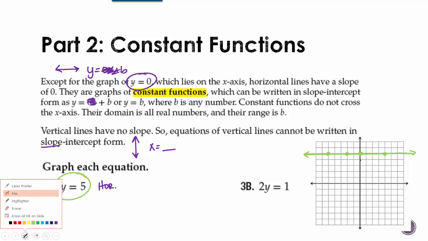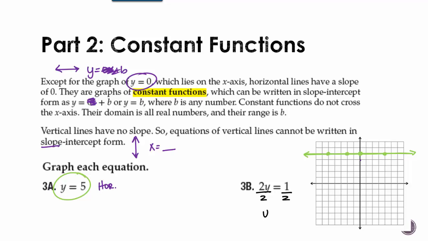So this next one, I need to put in y equals mx plus b form. So that means I need to get y by itself. So I'm going to divide both sides by 2. And I get y equals 1/2. Now the clue to know that this is a horizontal line is that there is no x's here. When you have something like this, you have no x's, so you know it's going to be flat. So I'm going to find where y equals 1/2, and then just like before, draw a nice horizontal line.